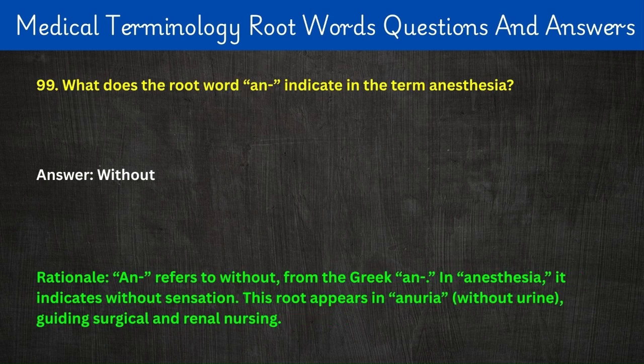99. What does the root word an- indicate in the term anesthesia? Answer: without. Rationale: an- refers to without, from the Greek an-. In anesthesia, it indicates without sensation. This root appears in anuria, without urine, guiding surgical and renal nursing.